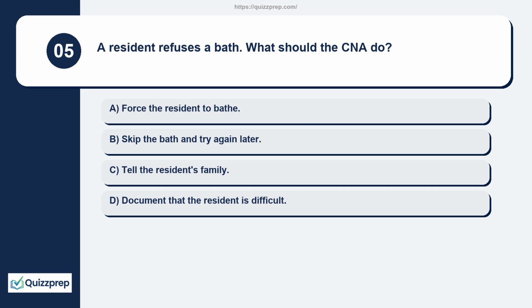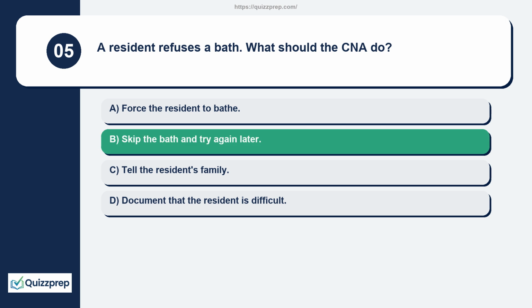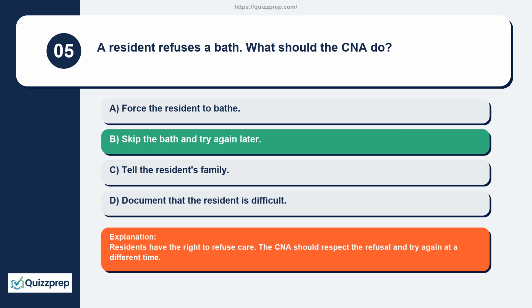Question 5. A resident refuses a bath. What should the CNA do? Force the resident to bathe. Skip the bath and try again later. Tell the resident's family. Document that the resident is difficult. Residents have the right to refuse care. The CNA should respect the refusal and try again at a different time.